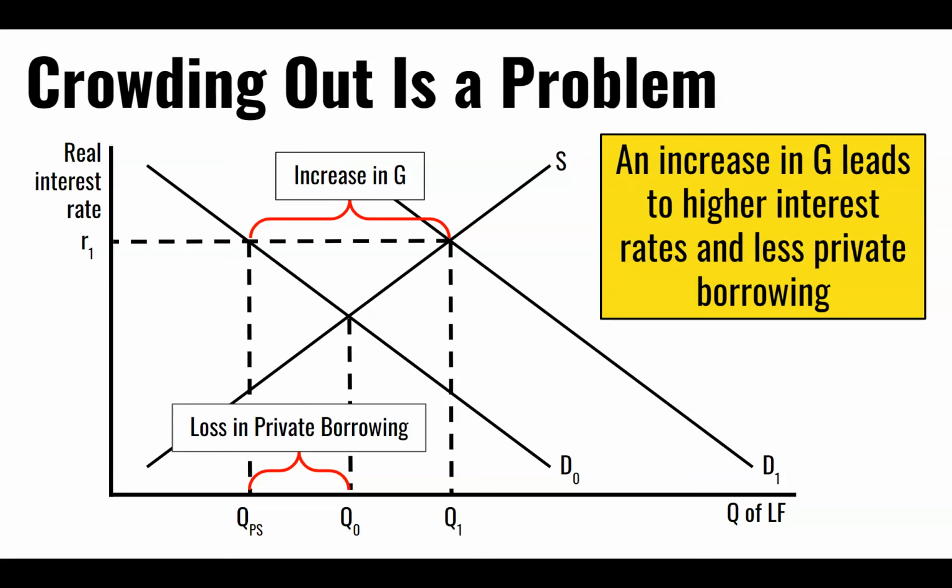We went from Q0, total borrowing, before the government increased its spending and increased its borrowing. Total loans moved to Q1, but private spending has reduced back to Q private spending, or QPS. They've been squeezed out of the market. They've been crowded out due to the increase in interest rate. And this has a consequence for long-run economic growth because it's investment spending that leads to long-run economic growth, which we'll see in a future lesson.